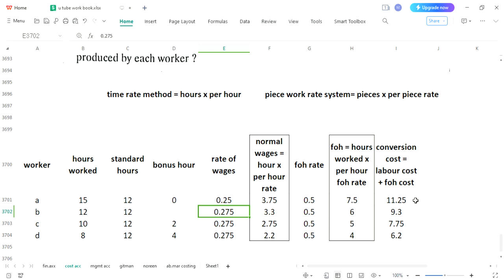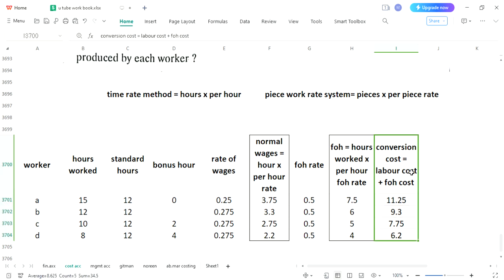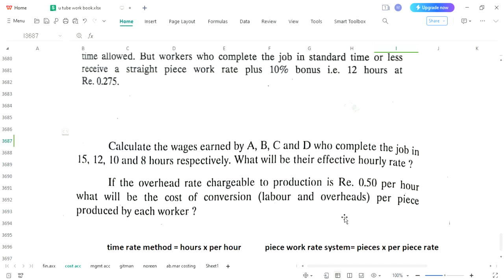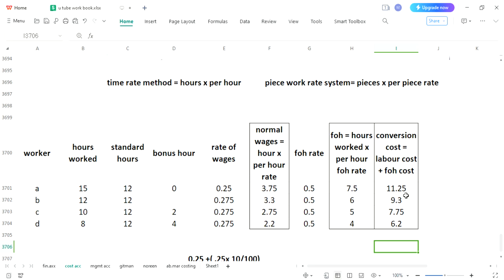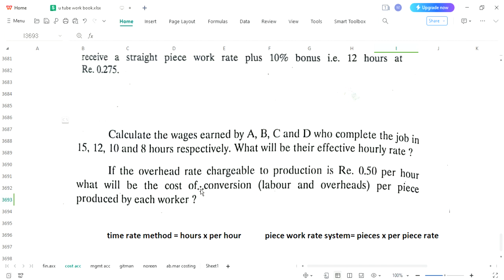So conversion cost is also calculated. This was our third requirement, and we are marking it as completed, and we'll go back to the question. We'll see if there is anything else. Labor overhead per piece produced by each worker. So what we have done, this is your labor cost, FH cost, and required overhead chargeable to production 0.5 per hour. What will be the cost of conversion labor per piece produced by each worker?